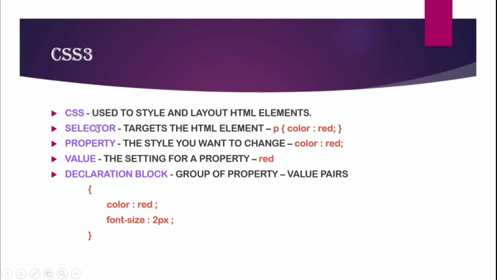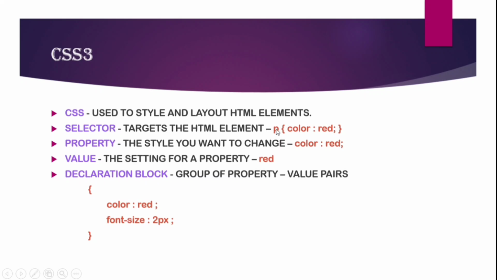So what is a selector? A selector is nothing but something that targets the HTML element. So p is the paragraph element. What does the selector do? To add color to that particular paragraph, we have to mention p, and inside the curly brackets we have, you can mention the color, or the background color that you want to change for the paragraph element. If you want to add the font size, you can mention it here. This is nothing but a selector: how you select a particular HTML element.